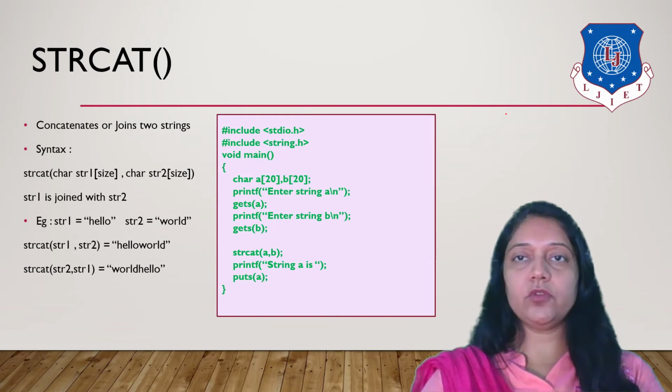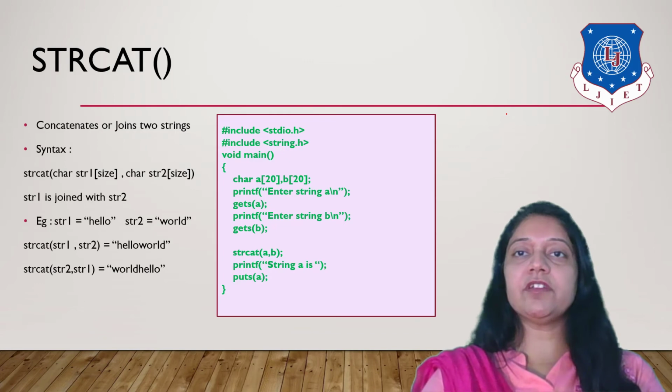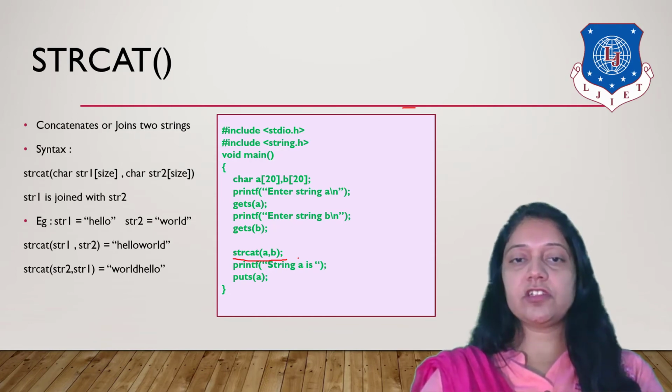So I've declared two arrays A and B and I've initialized them using the gets method. Now I have some values in A and B. I want to concatenate both of them. So what I'll do is use the function strcat, in brackets A comma B. So after A, B will be attached. Then the final result would be in string A.